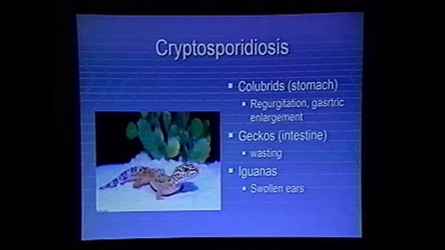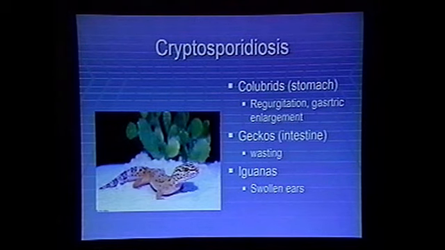Cryptosporidiosis is an important protozoan pathogen of a number of different reptiles, including colubrid snakes, geckos, iguanas, and bearded dragons. In colubrids, the condition is primarily manifested as gastritis. The mucosa becomes proliferative. A bulge can be detected in the anterior third of the body, and the snakes often present with regurgitation. In geckos, the condition is mostly confined to the intestine and is associated with wasting.